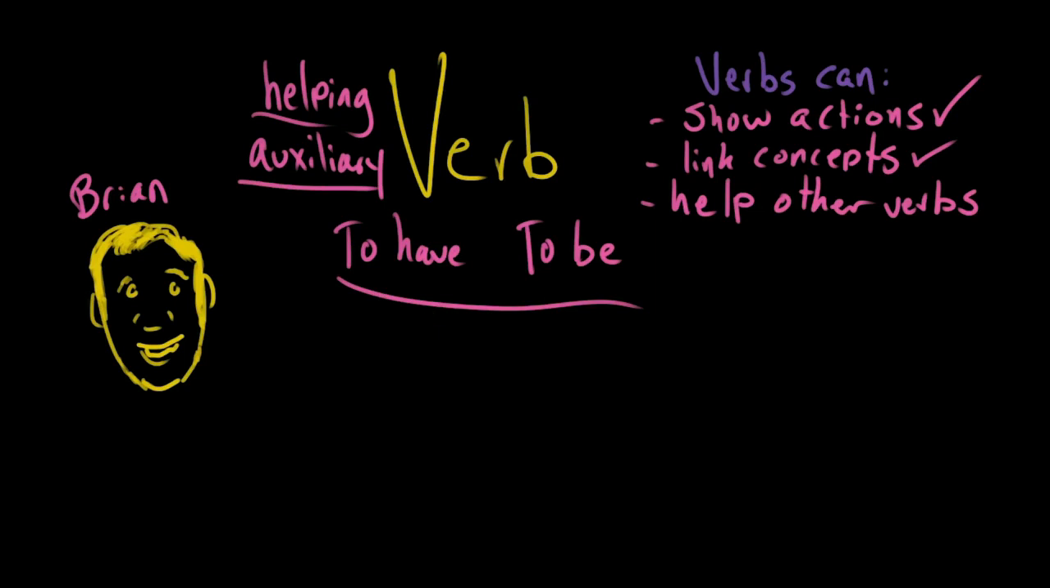The specific way in which helping verbs help is that they establish certain facts about a sentence, usually when they're happening in time. We'll get more into that as we get into tenses and aspect, but I just want to give you some examples. So here we have, Brian is eating a pizza.